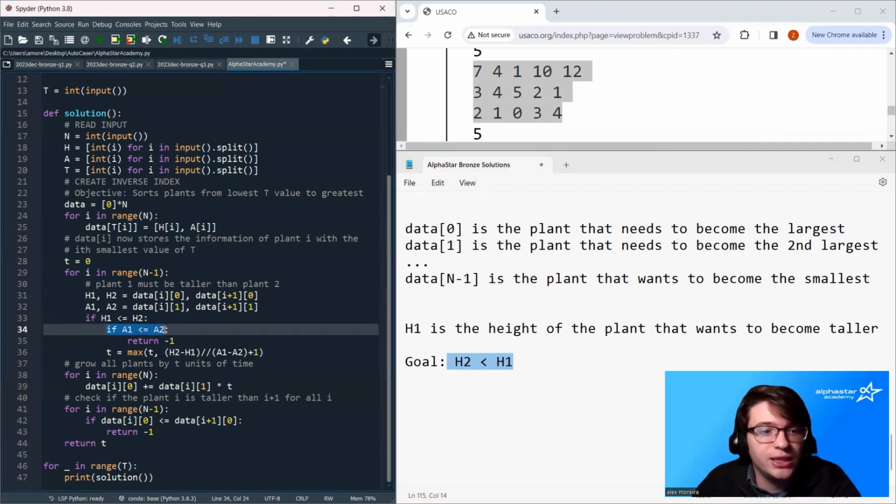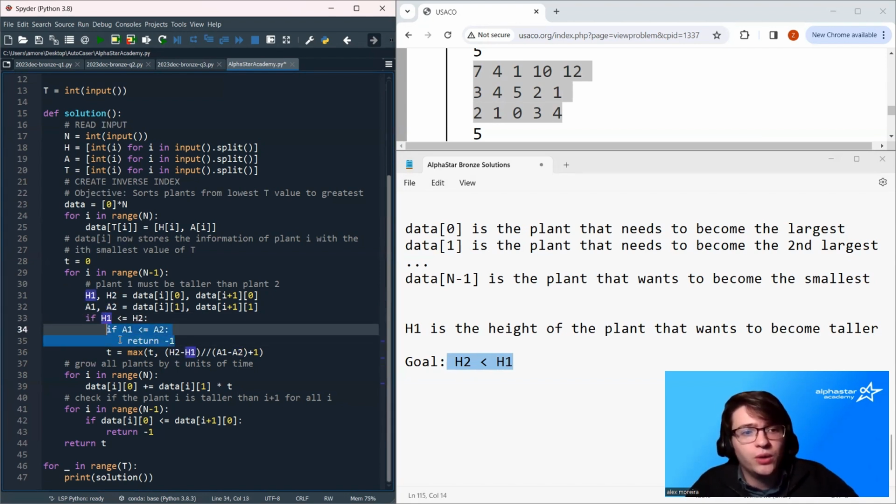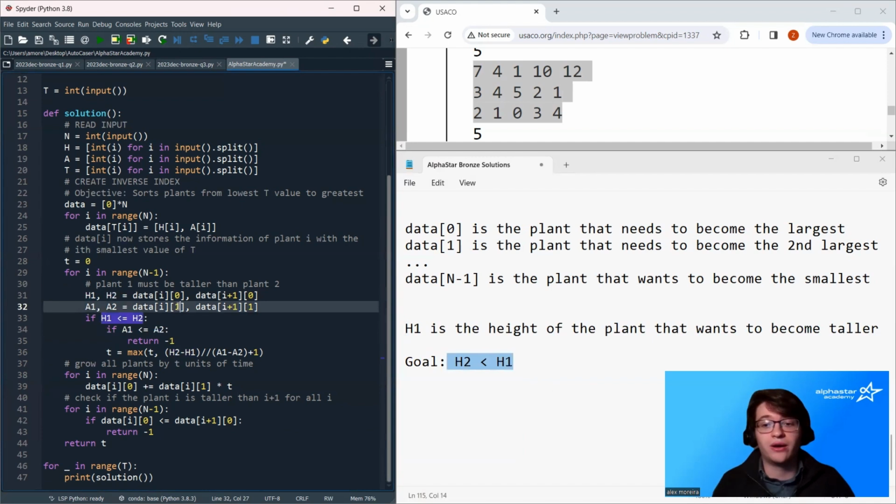The problem is, if the first plant grows at a rate that is smaller than the growth rate of the second plant, then the first plant will never become taller. So if this is ever true, we can immediately return -1, because we know that this pair of plants will never satisfy our ordering. No matter how much the first plant grows, it's always going to be shorter than the second plant, and we're never going to lead to the case where finally the first plant's taller.